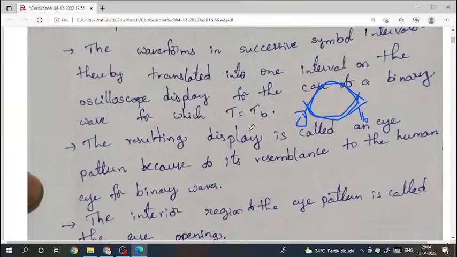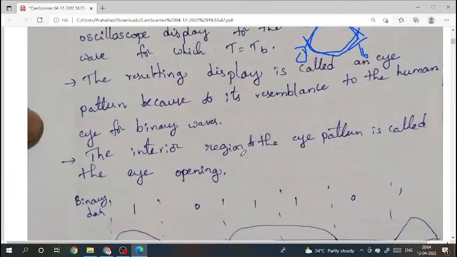Very simple. So why is this called an eye pattern? It resembles the human eye. That's why it is called an eye pattern. When we are sending the binary bits, those bits will be displayed on the oscilloscope display in the interval 0 to Tb, which looks like an eye of a human. So what is the width of the eye, the height of the eye? That we are going to see now.